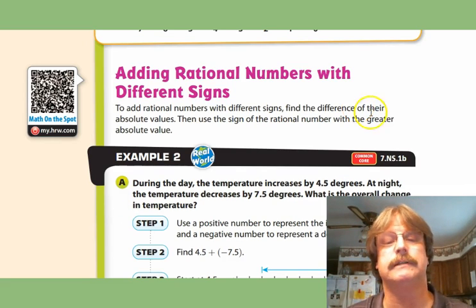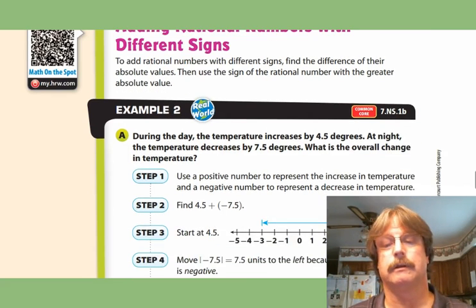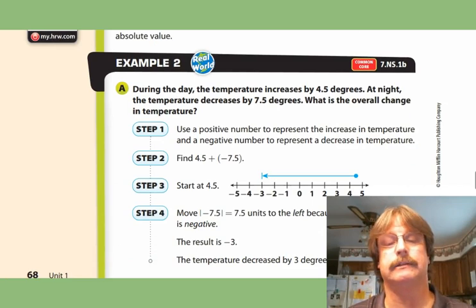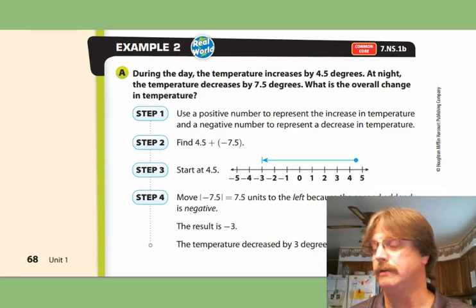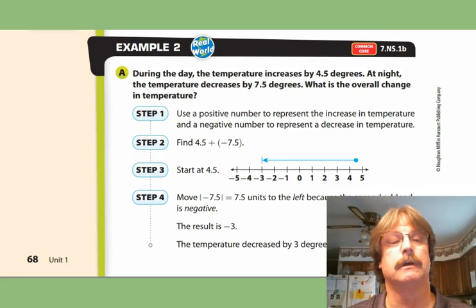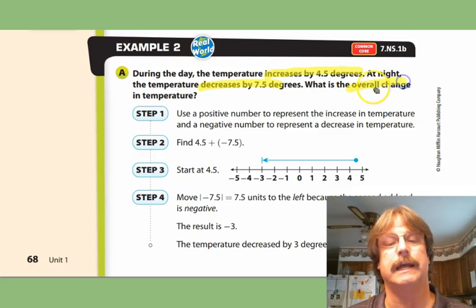So the next piece here is adding rational numbers with different signs. So we have again an example where during the day the temperature increased by 4.5 degrees. At night the temperature decreased by 7.5 degrees. So we go in and we highlight our information. We have an increase of 4.5, so that's going to be a positive, and a decrease by 7.5. And what's the overall change?